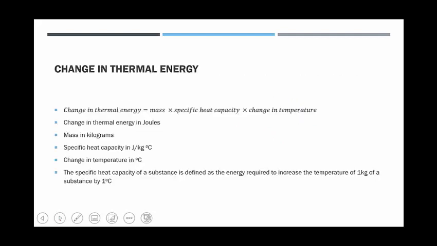Okay, change in thermal energy is another equation that you will get given. So change in thermal energy is equal to mass times specific heat capacity times change in temperature. The change of thermal energy, it's an energy, it's in joules again, mass in kilograms, specific heat capacity is in joules per kilogram degree Celsius, and change in temperature in degrees Celsius.